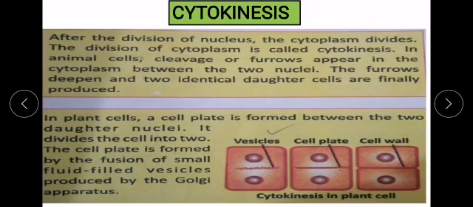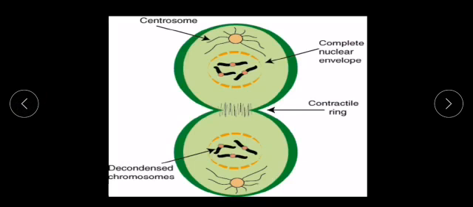of cytokinesis. In case of animal cell, a cleavage furrow appears in the cytoplasm between the two nuclei, that is an infolding of the membrane is formed, and that infolding or that cleavage furrow starts growing towards the center of the cell, thus dividing the parental cell into two daughter cells.